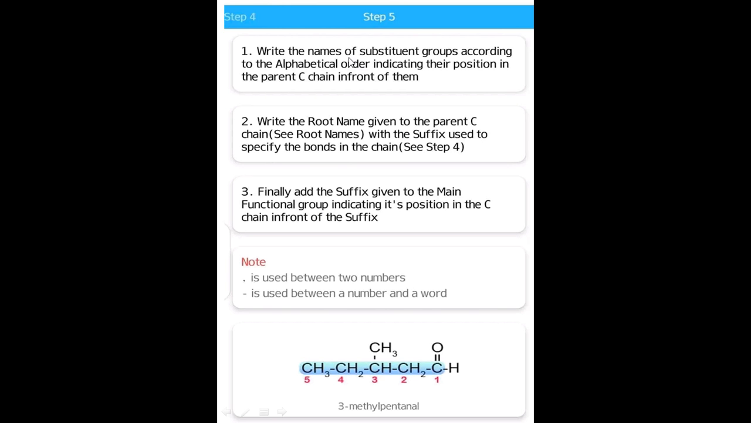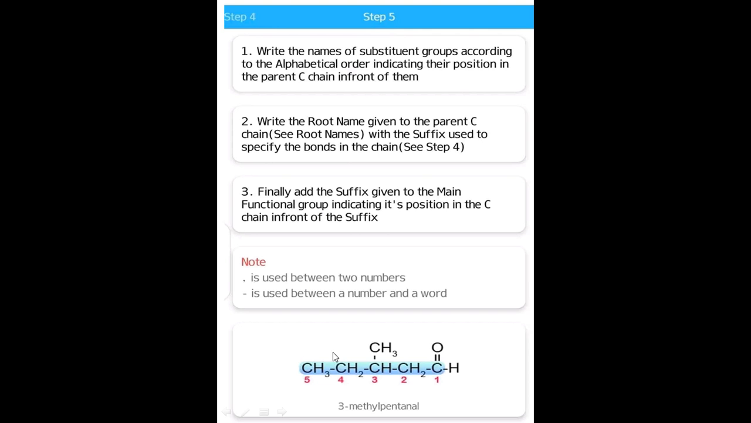Next, you write the names of all the substituents in alphabetical order, indicating their positions in the parent chain in front of them. You write the root name given to the parent chain with the suffix used to specify the bonds in the chain. Then you finally add the suffix given to the main functional group, indicating its position in the chain in front of the suffix.